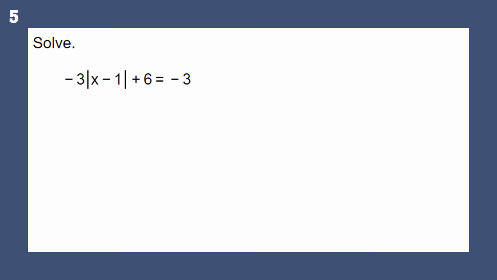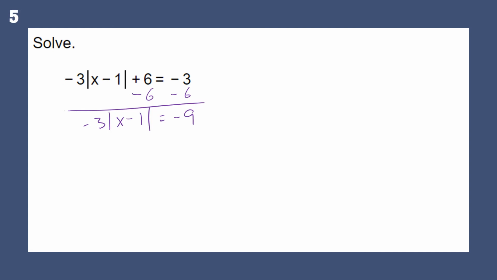So here's an absolute value equation. But before we split it into two equations, we have to get the absolute value by itself. So I'm going to start by subtracting 6. And that gives me negative 9 equals negative 3, absolute value x minus 1.